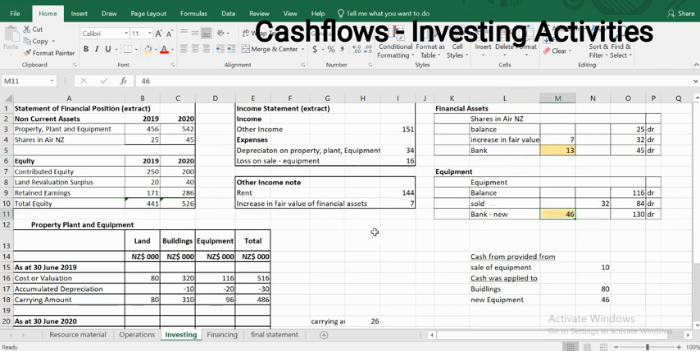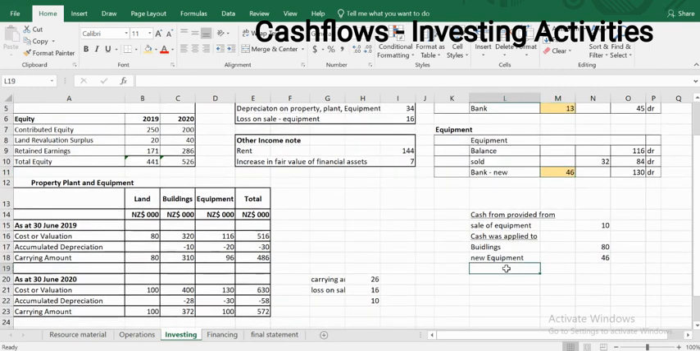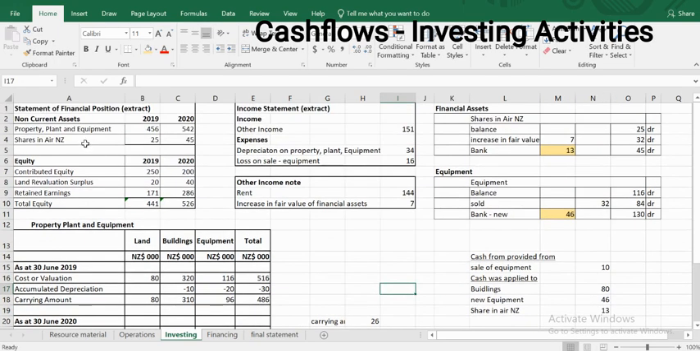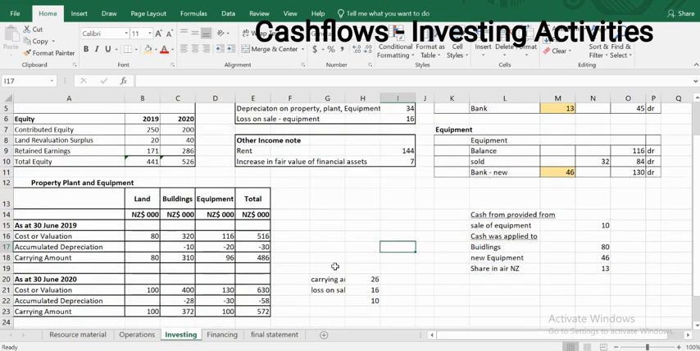So here's my items there. It's an application of cash of 13,000. So we've now considered our property, plant and equipment, and we've looked at our shares in Air New Zealand. So we've covered all our non-current assets. So we've now completed our cash flows from investing activities.